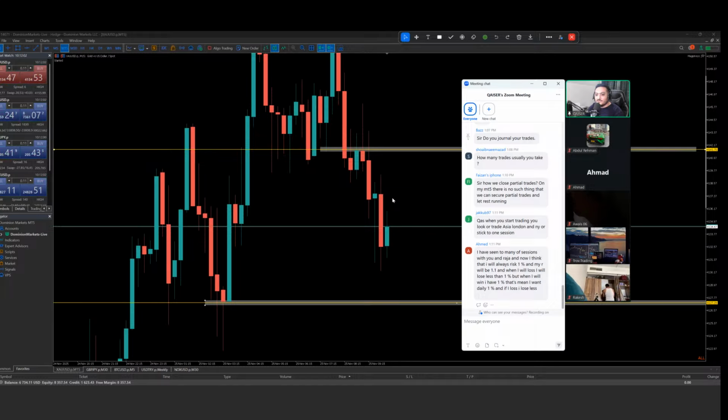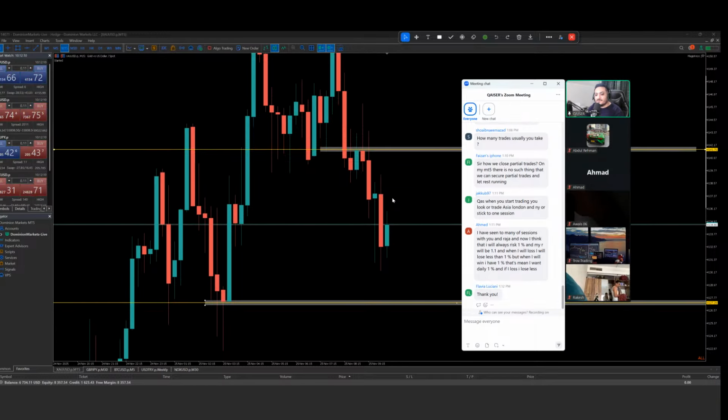How many trades do you usually take? Two, three maximum, not more than that. How do we close partial trades on MT5? There's no such thing as securing partial trades there. If I execute on some trade, then you will understand how I close partial. Other than that, you can see some videos on YouTube.